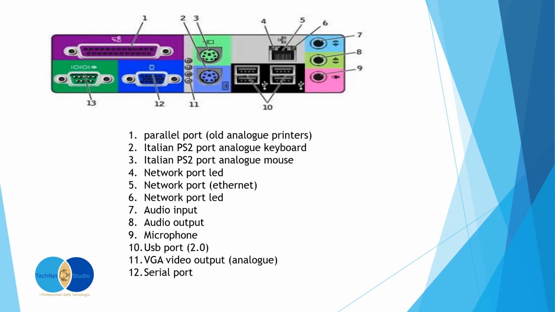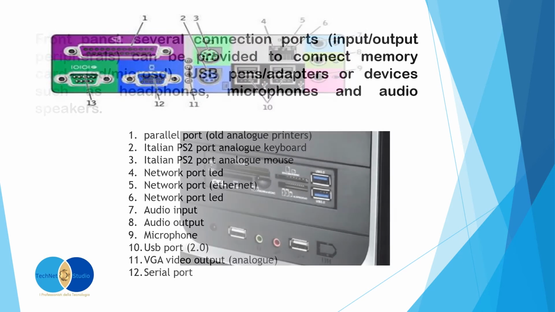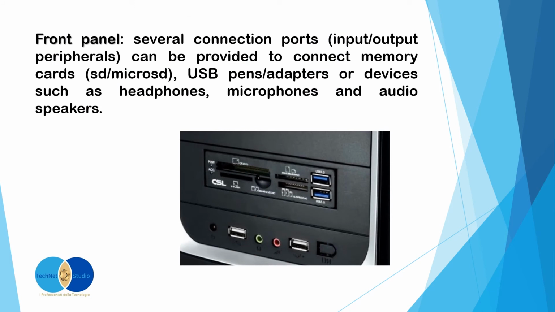The ninth is the microphone. The 10th is the USB port, which is called 2.0. The 11th is the VGA video output, so it is analog, and the last is the serial port. Then we have the front panel, which contains several connection ports, input and output peripherals, which can be provided to connect memory cards, for example SD or micro SD, USB pens, adapters, or devices such as headphones, microphones, and audio speakers.